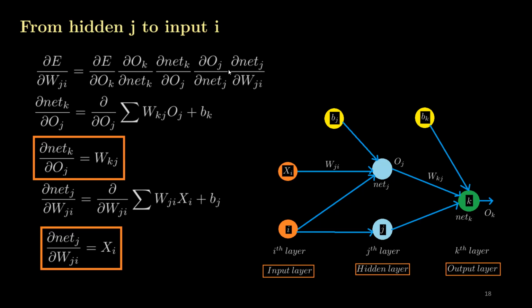Next, let's calculate the rate of change of net j with respect to WJI. Also, in forward propagation, we learned how to calculate the equation of net j. That is the equation of net j: WJI Xi plus Bj. If you do not remember, you can go back and see the lecture on forward propagation, where we learned how to write the equations for net k, net j and Oj. So this is the equation for net j. Here we have to take the derivative with respect to WJI. So the variable of differentiation is WJI.